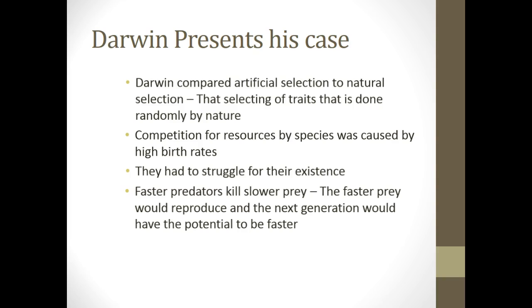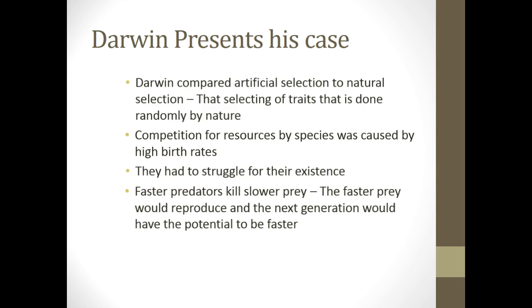Faster predators kill slower prey. The faster prey would reproduce, and the next generation would have the potential to be faster. So if you looked at mice and cats, cats are pretty quick, mice are pretty quick. Those mice that are faster than other mice are going to stay clear of predators longer and are going to reproduce more, and naturally the population of mice is going to get faster as a result of all the slower mice being eaten and not being able to reproduce.